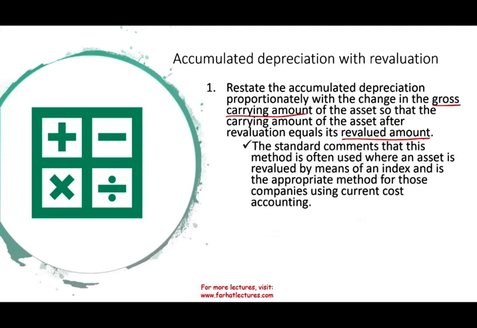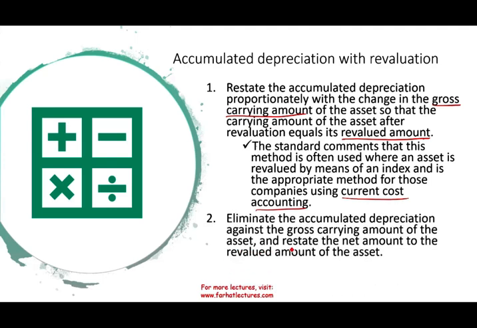So the standard comments that this method is often used where the asset is revalued by means of an index and is an appropriate method for those companies using current cost accounting. So this method is appropriate when you're using current cost accounting. The other way to do it is to eliminate the accumulated depreciation against the gross carrying amount of the asset and restate the net amount to the revalued amount of the asset. What are we talking about here? Well, the best way to show you both methods, you could read them, is to work an example. That's the only way to show you alternative one versus alternative two, how would that work? So let's take a look at an example.